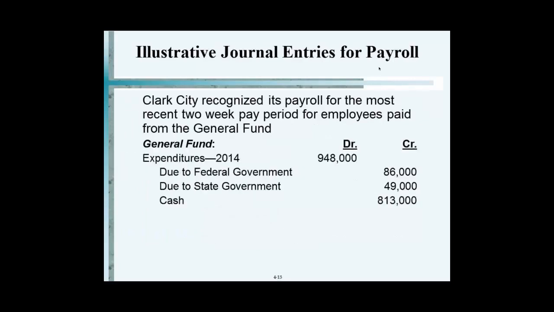Here's a general entry. All right, tell me, what is this due to federal government all about? What's this due to state government all about? Anyone care to guess? What is it? Payroll tax. Federal government is your federal withholding and FICA. And what state? Your New Jersey state tax withholding, right? That's the amount that's due to them. This is a very standard journal entry.